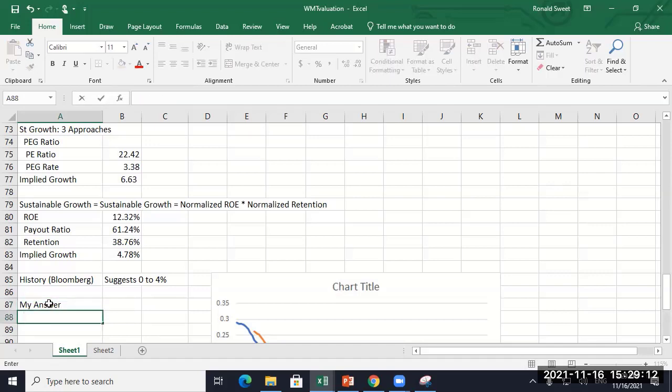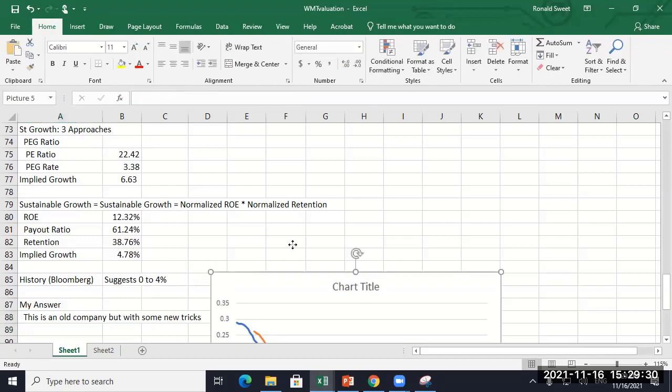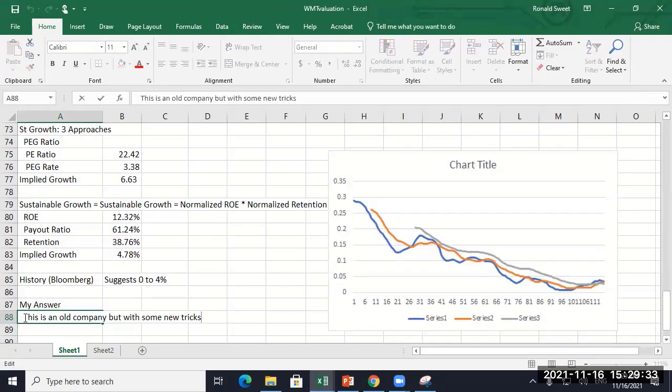All right. So this is an old company, but with some new tricks. I don't know if y'all agree with that, but there is some stuff Walmart's doing that's pretty interesting. What are some of the new tricks? Well, Walmart started to get into more e-commerce, to compete with Amazon. They do home delivery with a lot of stores. That's a huge advantage that they have. That may be the one reason people go to Walmart.com instead of Amazon.